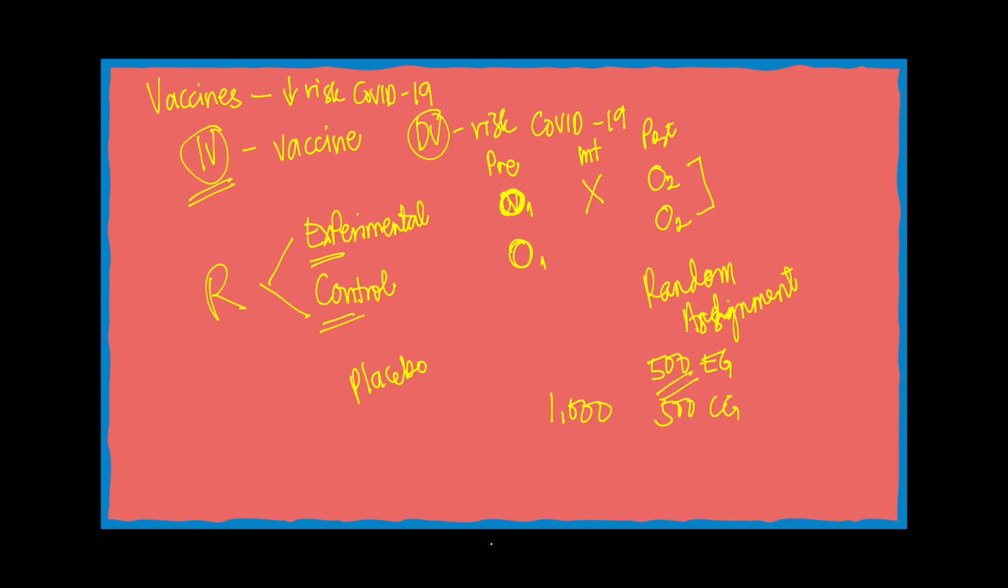How do you identify the 500? Should be randomized. Usually, how do we do randomization? Using electronic randomization. So there are applications that can be used to automatically randomize people. Now, of course, there are ethics here.